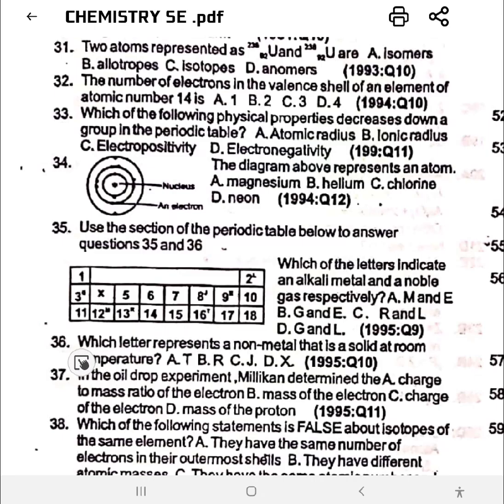36 is option A. 37. In the oil drop experiment, Millikan determined... a lot of students get this wrong. In the oil drop experiment, Millikan actually determined the charge of an electron.